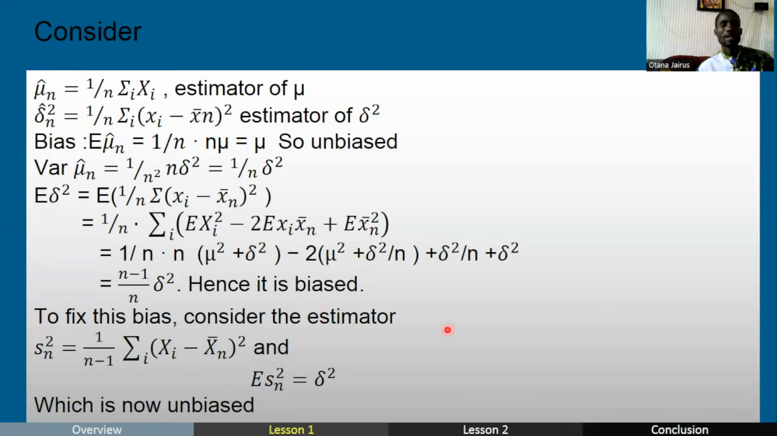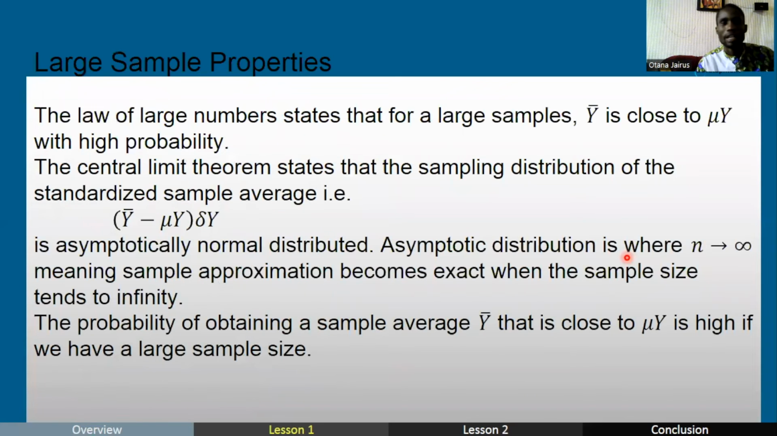For us to fix this bias, we consider a function where s squared n equals 1 over n minus 1, summation of all xi minus x bar n squared. When we complete that, we do the same thing we have done here, and we find that the expectation of s squared n is equal to sigma squared, which is now unbiased.